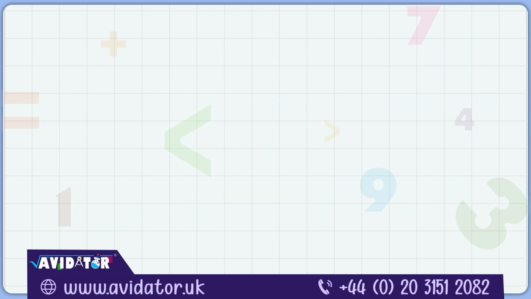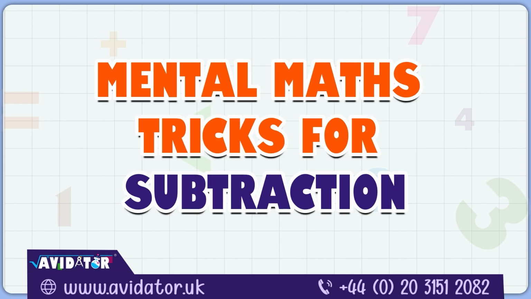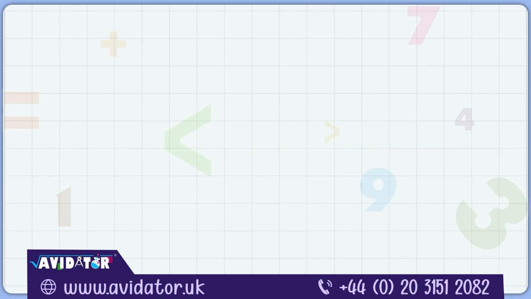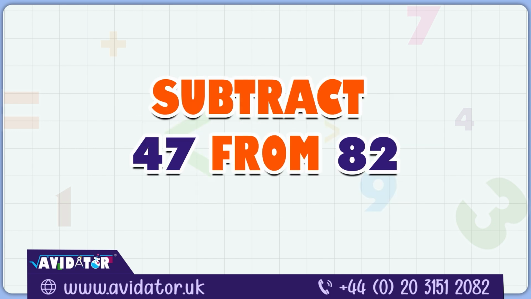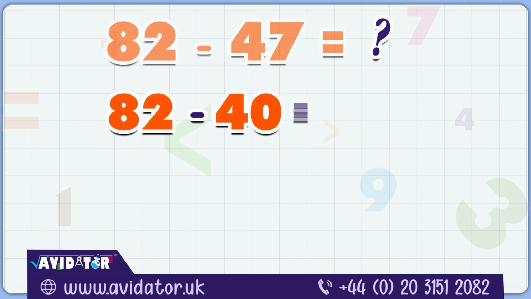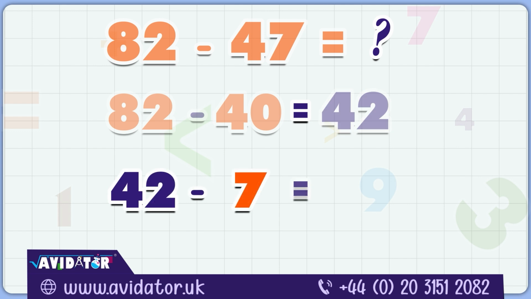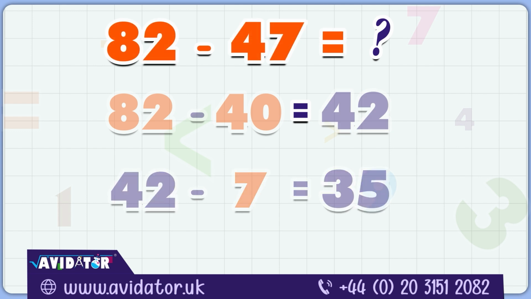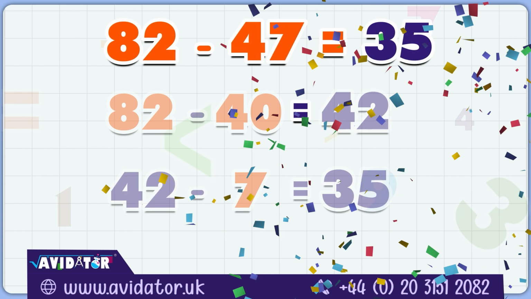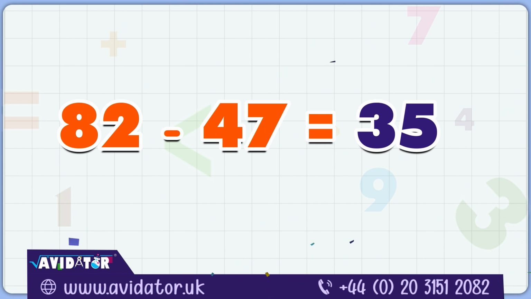Want to subtract faster? Here's a simple trick. Break numbers into smaller parts. For example, to subtract 47 from 82, break it down like this. Subtract 40 from 82 to get 42. Then subtract 7 from 42 to get 35. Breaking numbers apart makes subtraction quicker and easier.